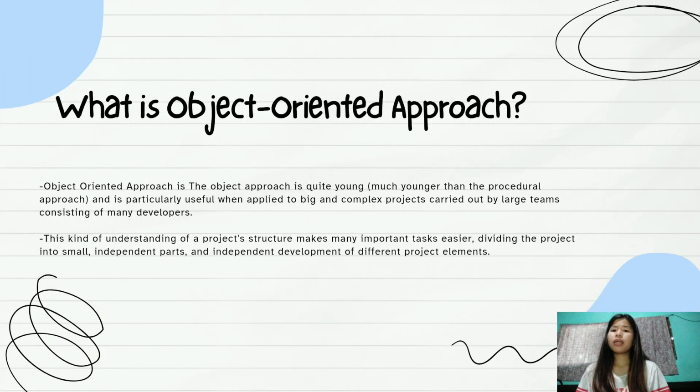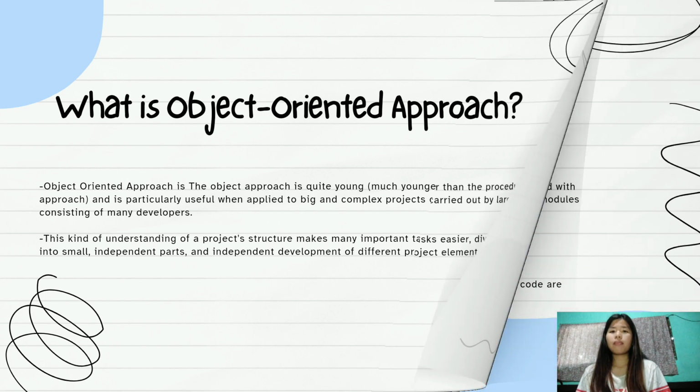What is the object-oriented approach? The object approach is quite young and is particularly useful when applied to big and complex projects carried out by large teams consisting of many developers. This kind of understanding of a project structure makes many important tasks easier, such as dividing the project into small, independent parts and independent development of different project elements.